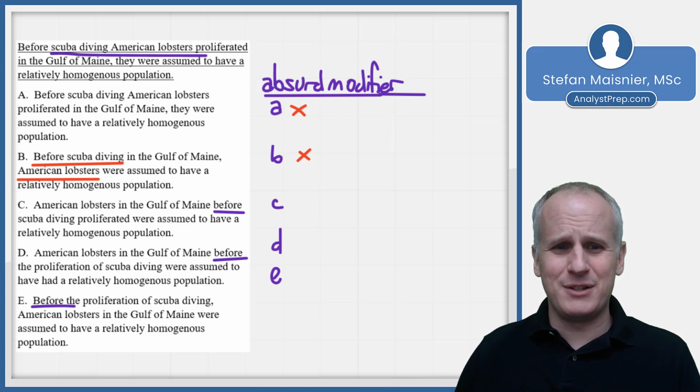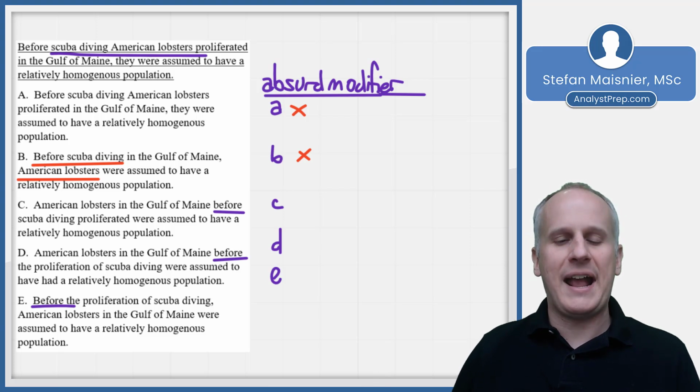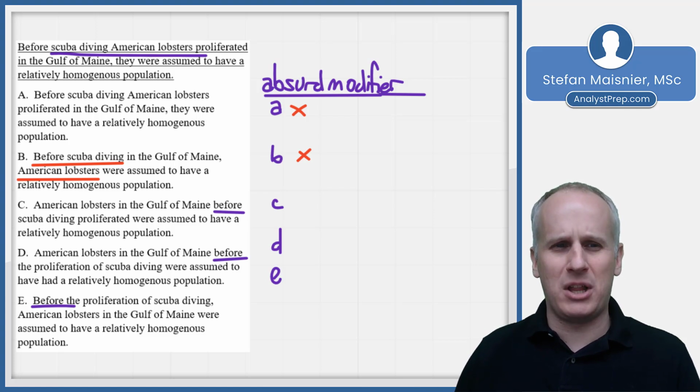But the original, it was before scuba diving, and there needed to be like a comma or some extra descriptors or conjunctions, transitions, some way to differentiate the scuba diving from the lobsters. But it's before scuba diving in the original that the American lobsters were assumed to have a relatively homogeneous population. And so if we move that "before" to after the lobsters are introduced, now it makes it seem like the activity of scuba diving is describing the lobsters still, although kind of strangely. So we're not trying to say that American lobsters before scuba diving were different than American lobsters after scuba diving.